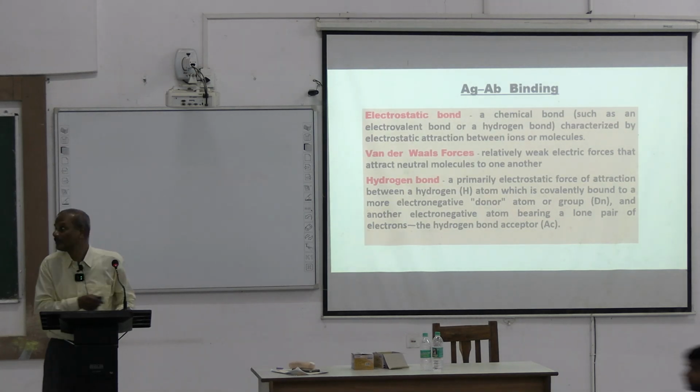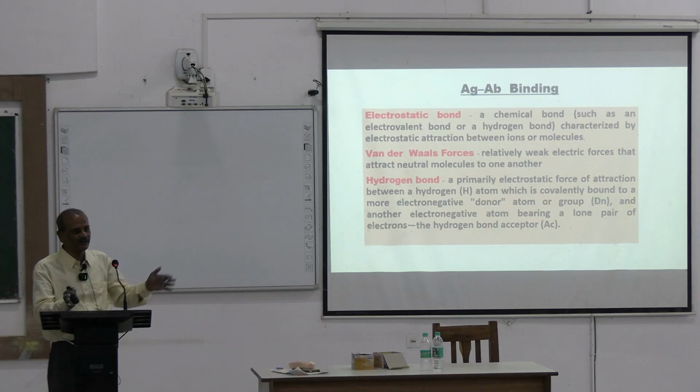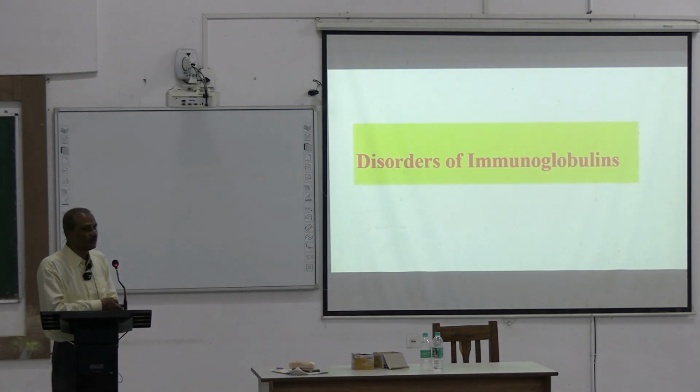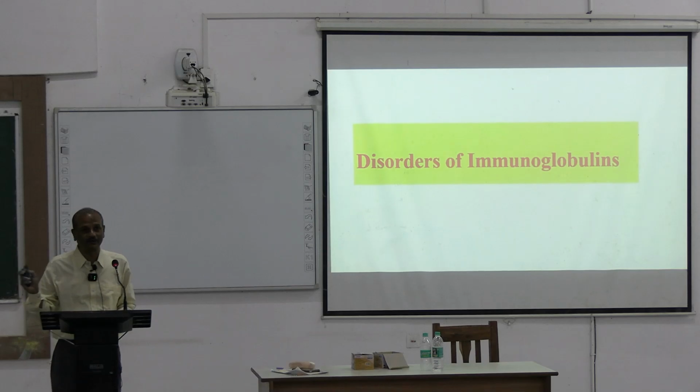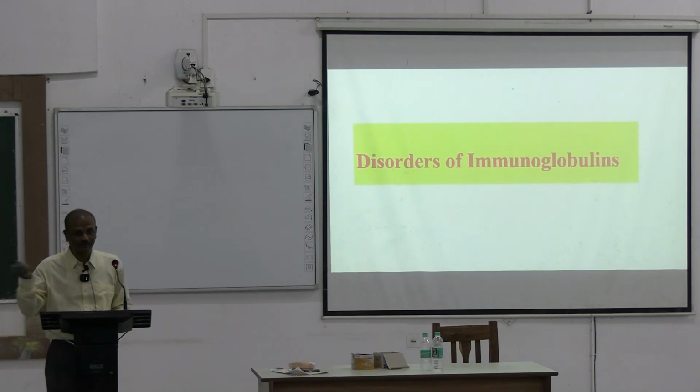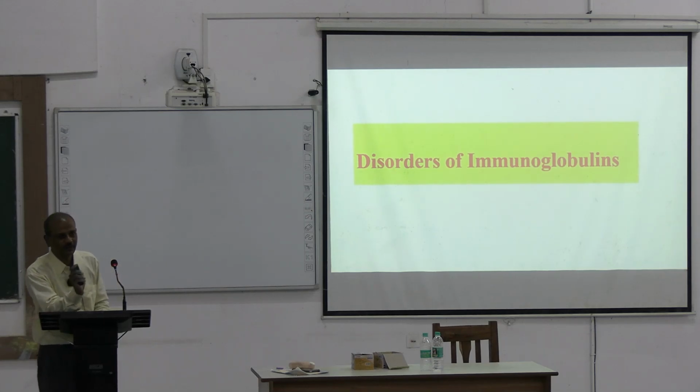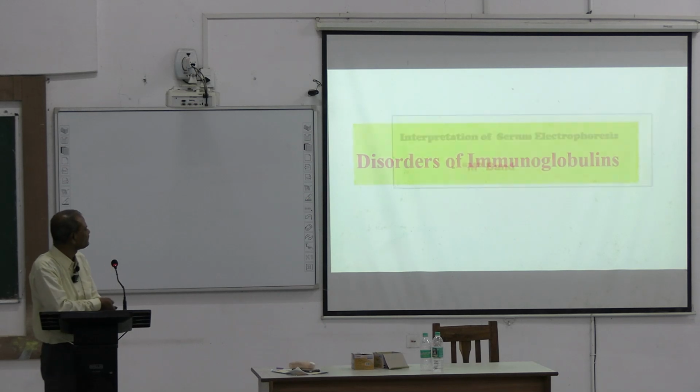So antigen-antibody binding is basically the same thing. It is not covalent binding; it is electrostatic bonds, van der Waals forces and hydrogen bonds. Disorders of immunoglobulin I cannot actually cover, because if your time is over, you have to go for the other classes. Can you spare 5 more minutes? So I just complete it and you read it from the book. I am just telling you salient points only, which may not be present in your book.